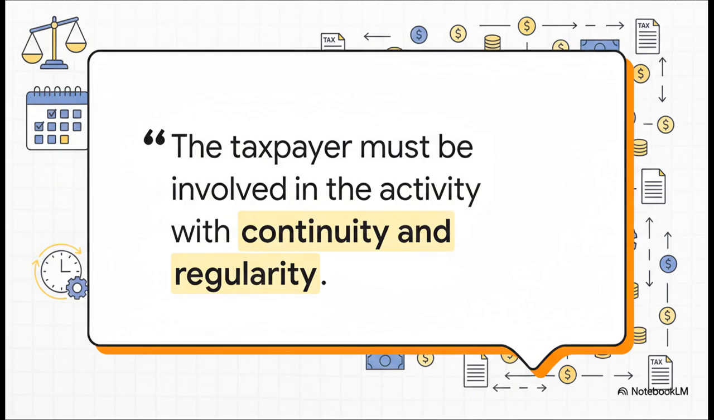And this isn't some obscure loophole. This is the standard set by the U.S. Supreme Court. In a major case, they ruled that for an activity to be a trade or business, you have to be involved in it with continuity and regularity. In plain English, it can't be a sporadic one-off thing. It has to be something you do regularly.